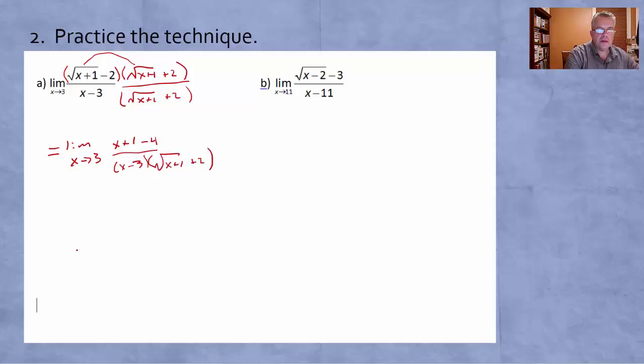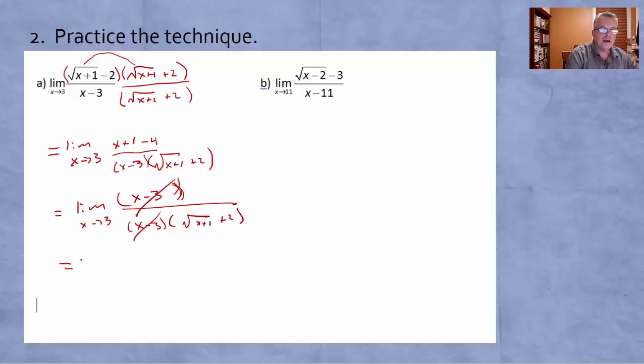Okay, we can simplify a little bit. So this is equal to the limit as x approaches 3 of x minus 3 in the numerator, and that's a parentheses there, and x minus 3 times square root of x plus 1 plus 2. Wow. The x minus 3's cancel, so we have the limit as x approaches 3 of 1 over this guy, which is still left. Now, that's a lot nicer.